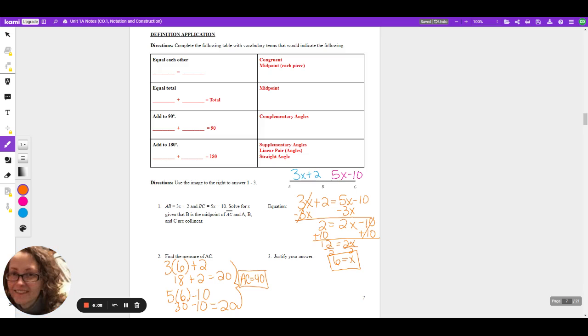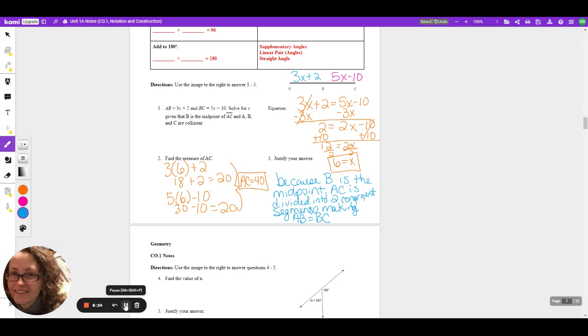Question 3 requires us to justify our answer. I would say that because B is the midpoint, AC is divided into 2 congruent segments, making AB equal to BC. You may need to pause the video here to make sure that you get down your justification as well as your work.